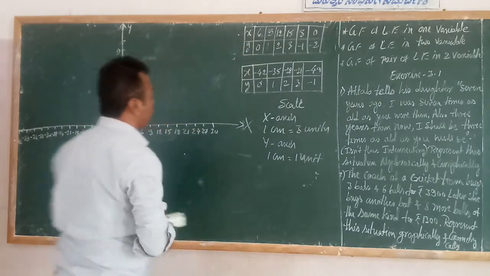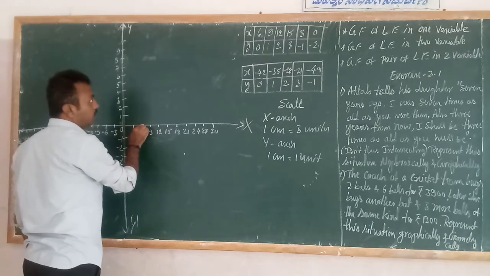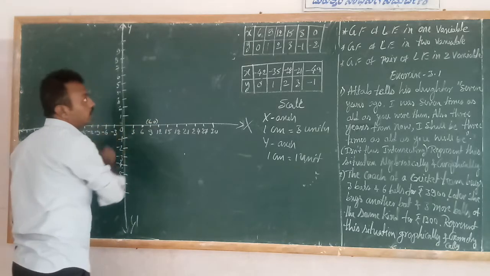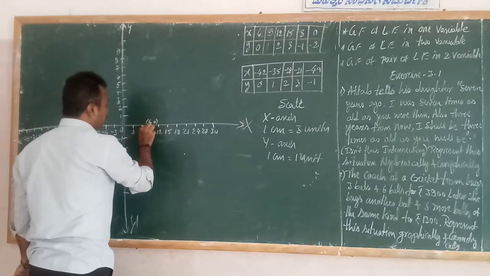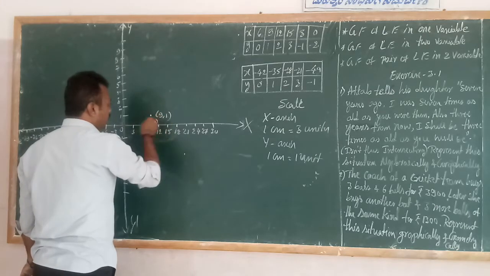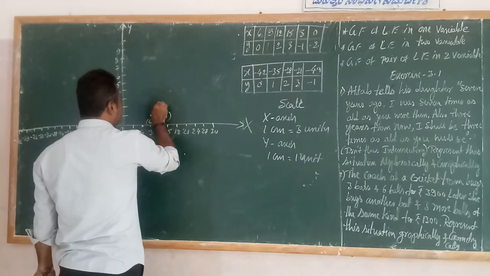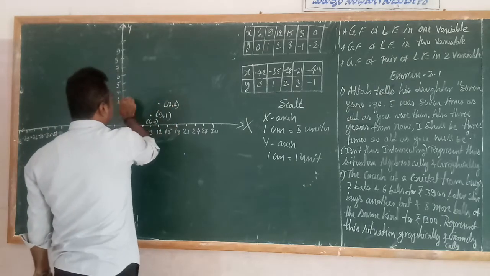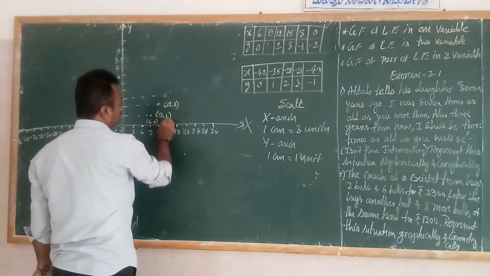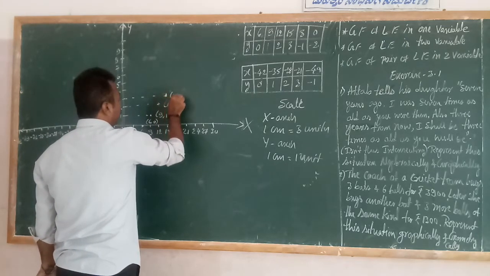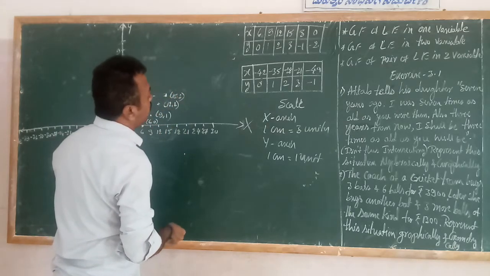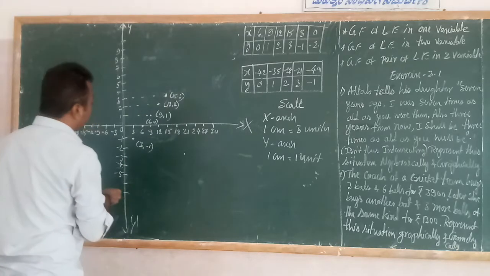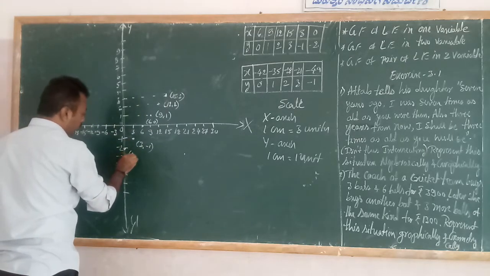6 and 0 is there. So first we plot 6 and 0 on the graph sheet. Here 6, and on the y-axis it is 0. So this is 6 comma 0. Next 9 comma 1. Here 9 and here 1. Next 12 comma 2. Next 15 comma 3. This is the third point. Next 3 comma minus 1. And 0 comma minus 2. This is 0 and this is minus 2.